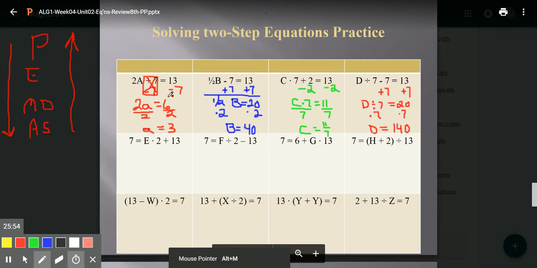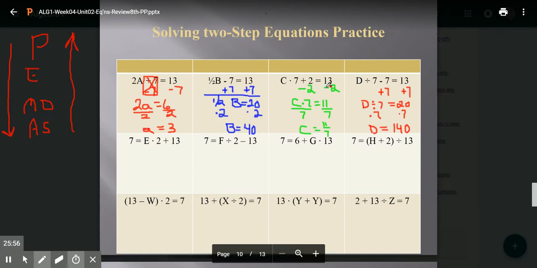All right, so hopefully you would pause the video and try the first row on your own. So you can see that on the second one, the inverse of subtracting 7 is to add 7. We do that to both sides. We wind up with 1/2 b equals 20. And if half of b equals 20, then the full b equals 40. So that's like if you've got this box here, and this whole box is b, if half of that is 20, that means the other half's 20, which means the whole thing is 40.